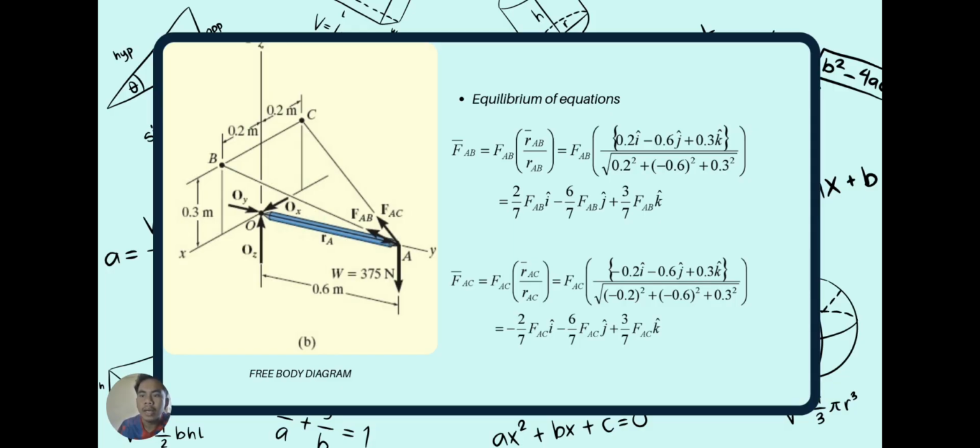For cables AB and AC, we determine their direction vectors by using the position vectors r and then convert them into unit vectors by dividing by their magnitudes. This allows us to express the force in terms of i, j, and k components, which represent the x, y, and z directions. By doing this, each force can be written in Cartesian form, making it easier to apply the equilibrium equation later.